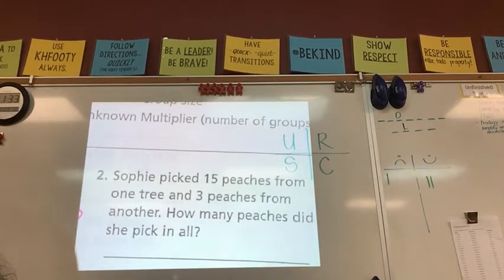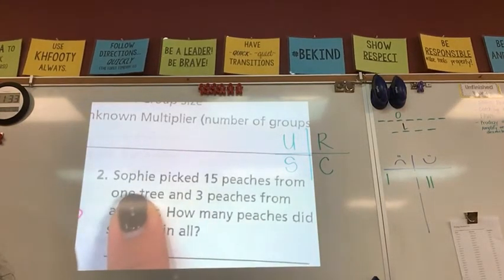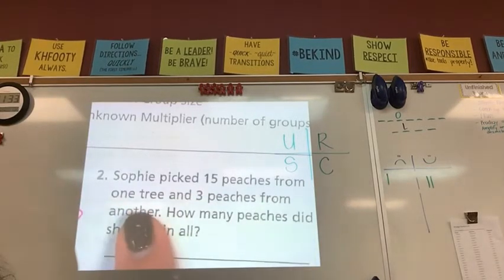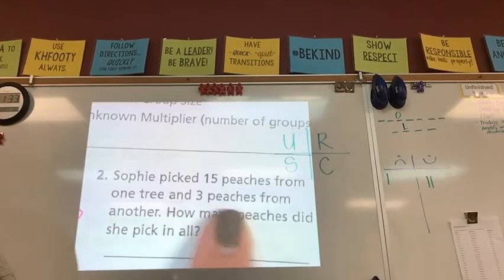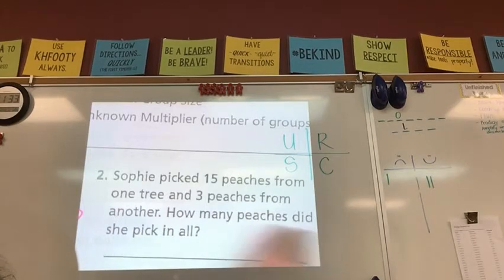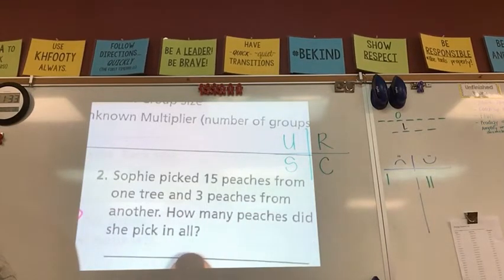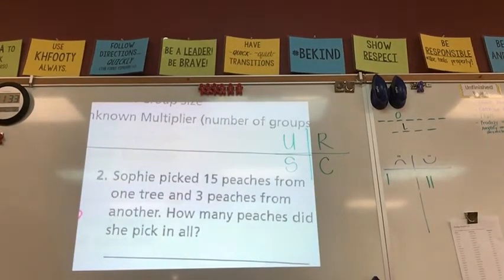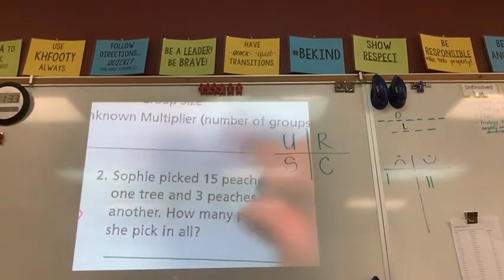Please read this problem with me. Sophie picked 15 peaches from one tree and 3 peaches from another. How many peaches did she pick in all? Who has some key information that we need to pay attention to? Landon, what's something you think I should mark up here? Which number?